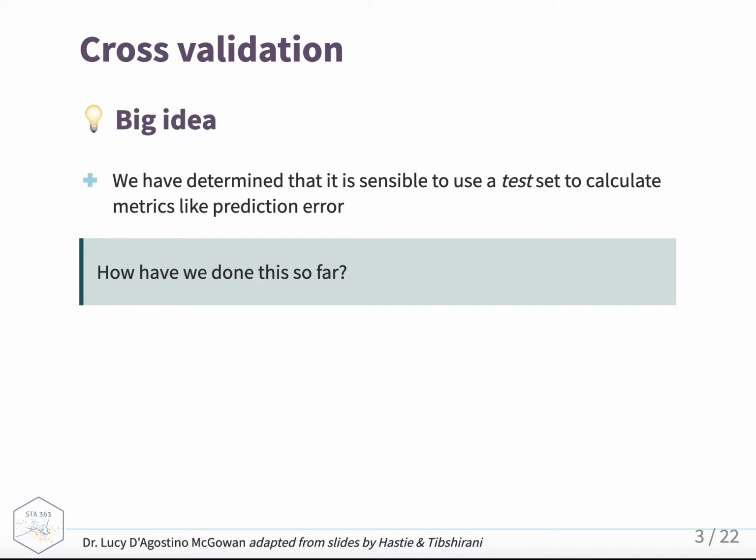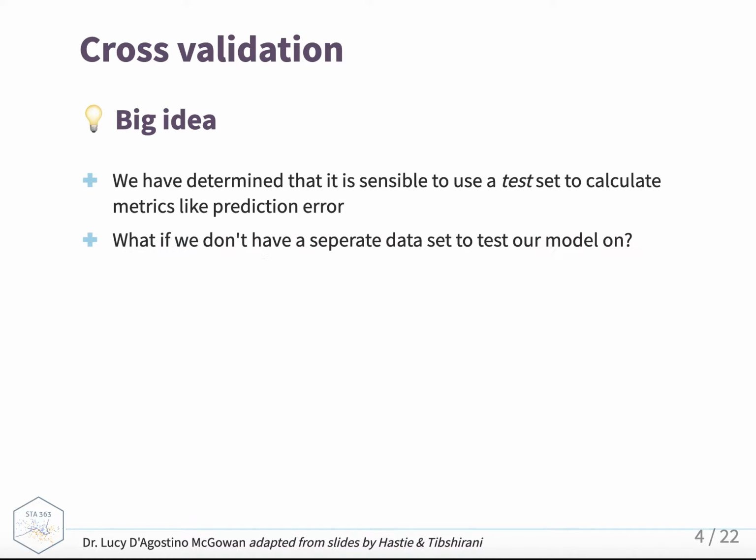Well, it's true because using the test set is going to allow us to find that sweet spot between bias and variance, or to ensure that we're not overfitting our models. And so far, we've talked about doing this by finding some outside data, some new data, to test our model on that we fit with some training data. But what happens if we don't have a separate data set to test our model on?